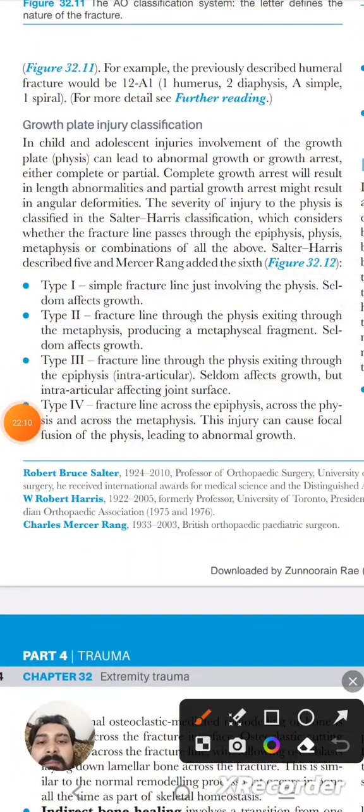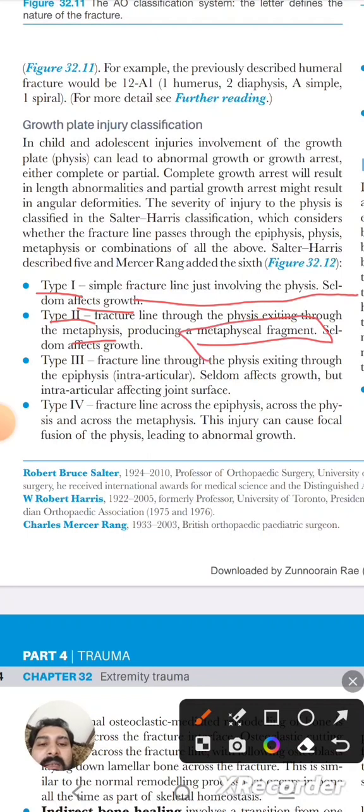Type 1 is a simple fracture line just involving the physis, and it does not affect growth. Type 2 is a fracture line through the physis exiting through the metaphysis, producing a metaphyseal fragment. It seldom affects growth. Type 3 passes through the epiphysis, and is intra-articular. It also does not affect growth.